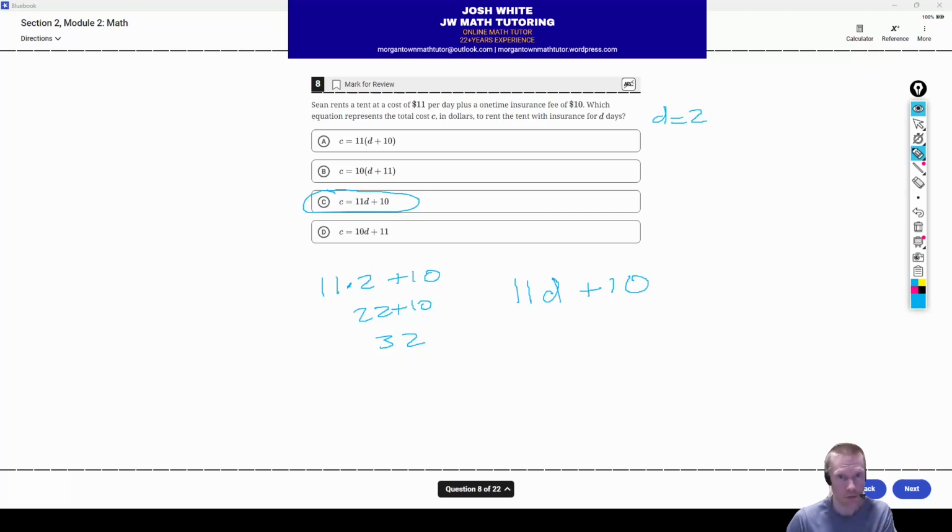So in A, 2 plus 10 is 12. 11 times 12 is not 32. It's going to be 132, I believe. Then for B, we have 2 plus 11 is 13. 13 times 10 is 130, not 32. C is basically the same exact thing I just did. 11 times 2 is 22 plus 10, 32. That checks. And lastly, 10 times 2 is 20 plus 11 is 31. That does not match what we would expect. Okay, so again, you could pick numbers and plug them in, figure out what the cost should be, and then compare that to what they work out in the answer choices of the formula.